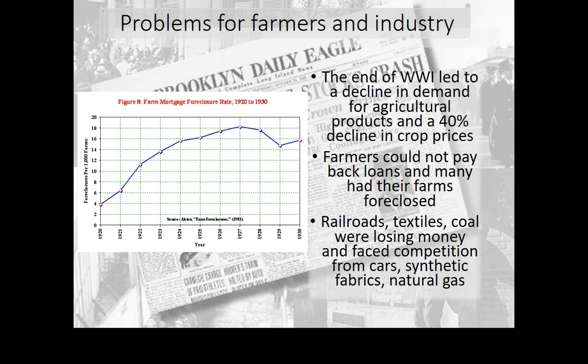Not only that, but railroads, textiles, and the coal industry were losing money because they're facing competition from cars and synthetic fabrics and natural gas, which is a huge issue because all these newfangled inventions and such are putting other industries that used to be really big out of business.